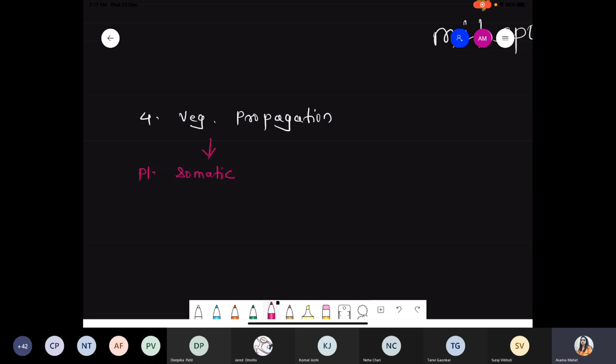You know very well what somatic part means. Except gynoecium and androecium, means except flower, you can select any bud, root, stem, leaf, any part. They are represented as a somatic part. So that somatic part is simply called propagules. As propagules, you can use a root portion, a leaf portion, any bud portion, any stem portion. So except flower, you can use anything. That somatic part undergoes growth and development and can form a new plant.